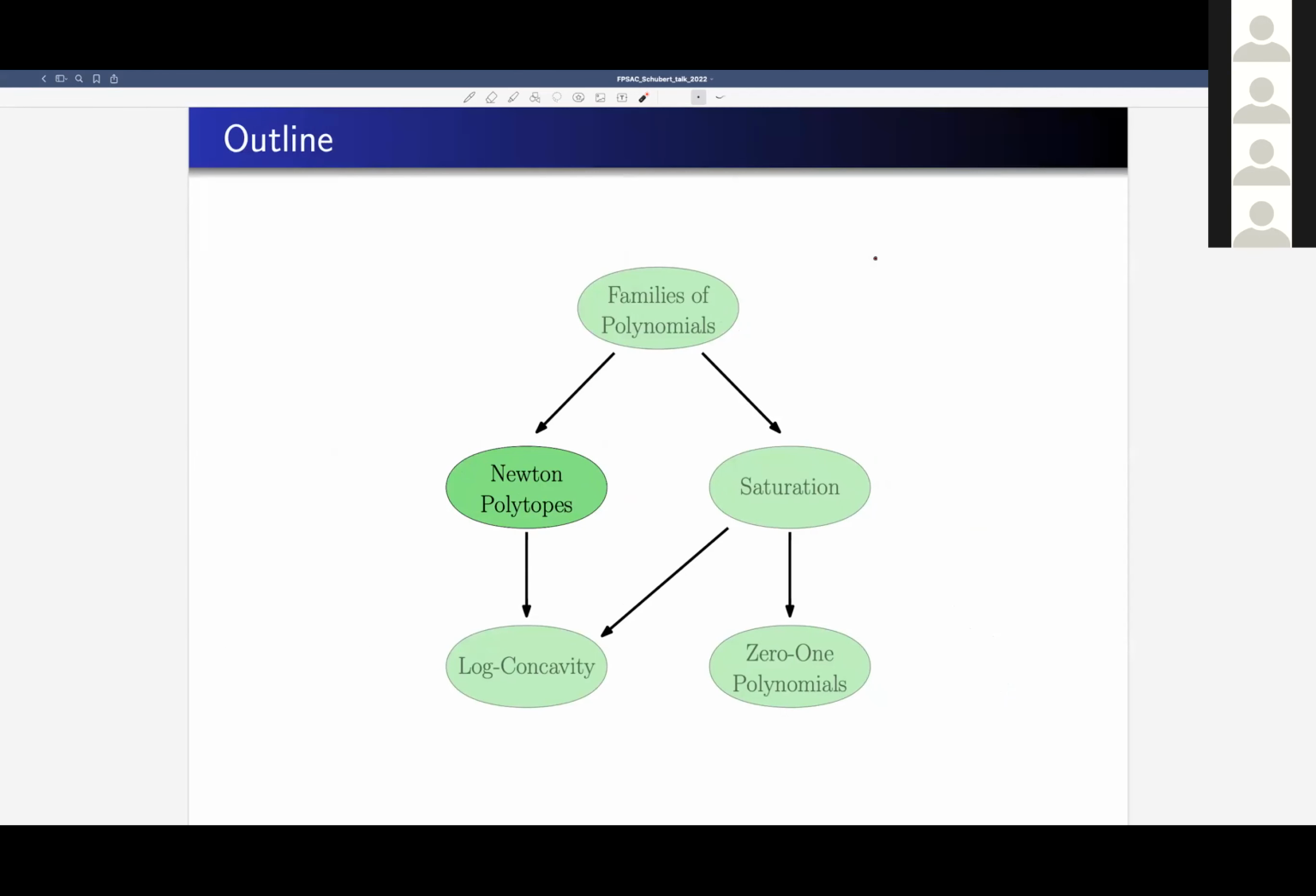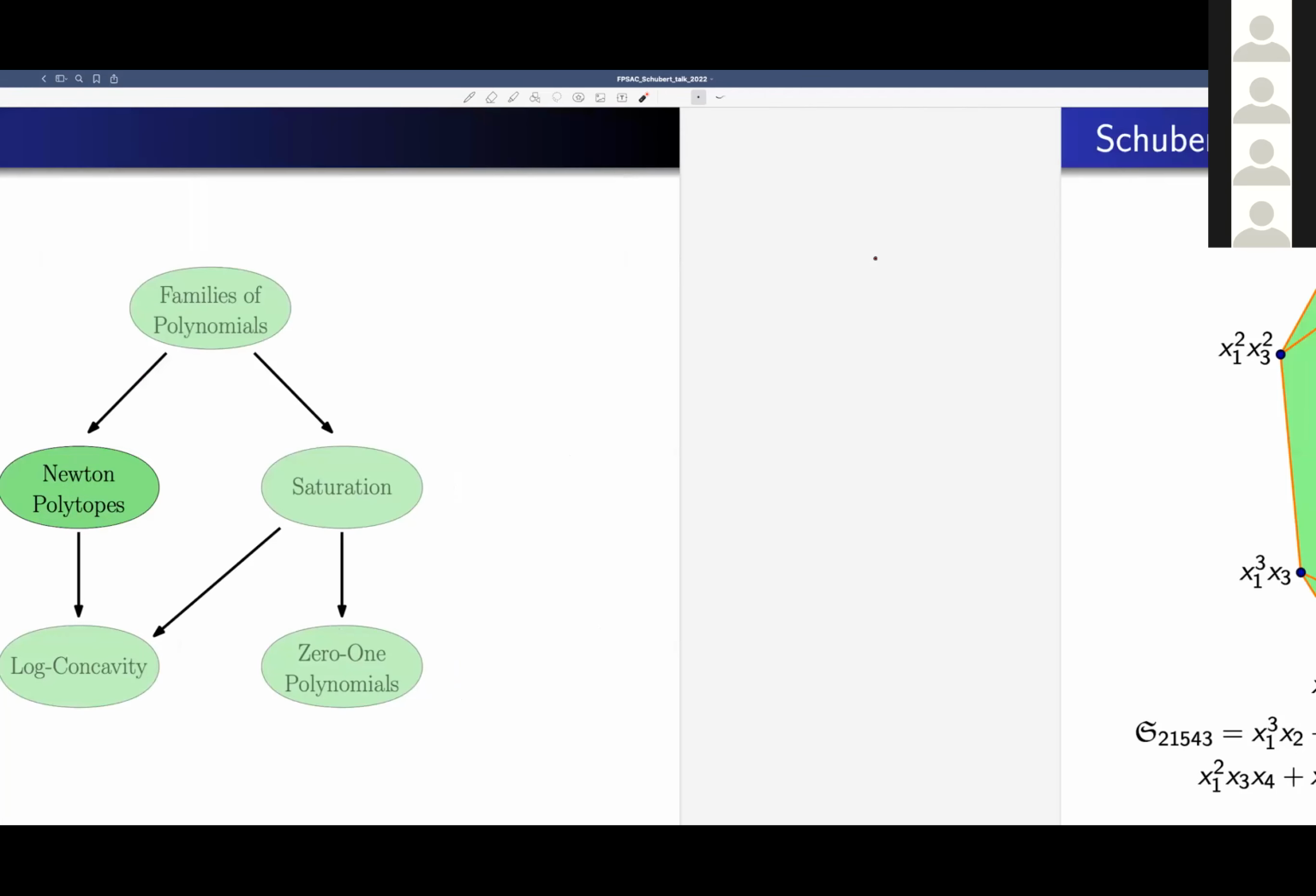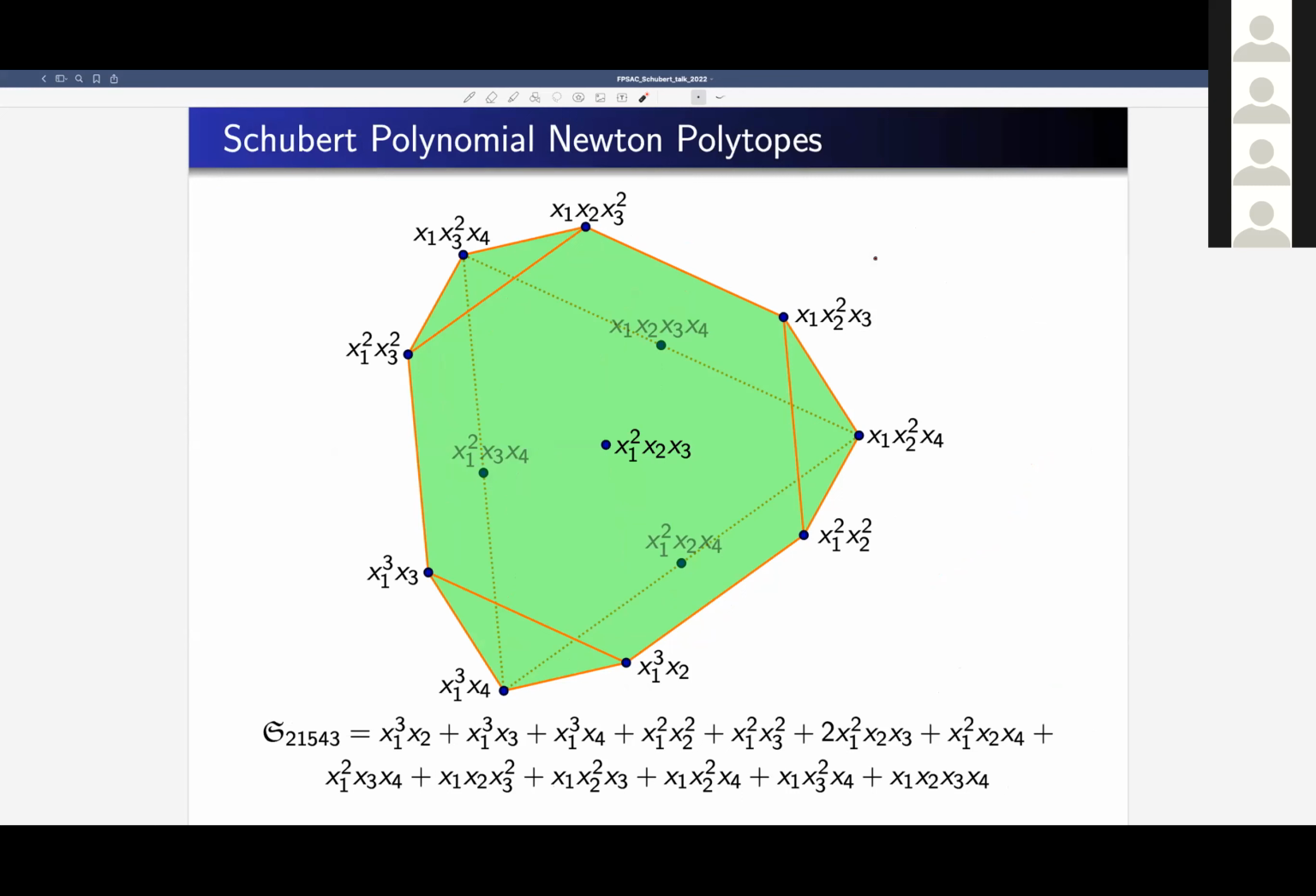So let's go on to Newton polytopes of Schuberts now, right? We have looked at Newton polytopes of Schurs, so it's only natural to look at Newton polytopes of Schubert. So here's one picture. And if I zoomed onto any one of the edges, I could show you that each has direction e_i minus e_j.